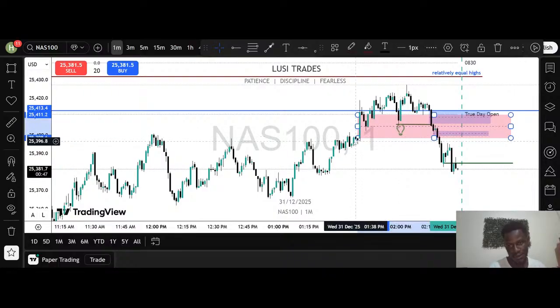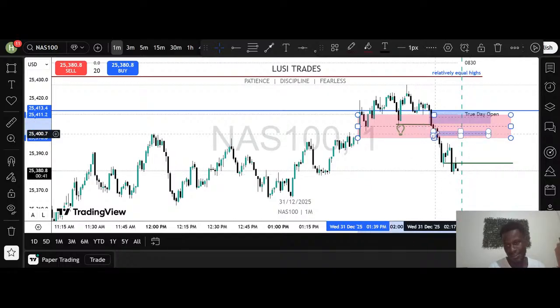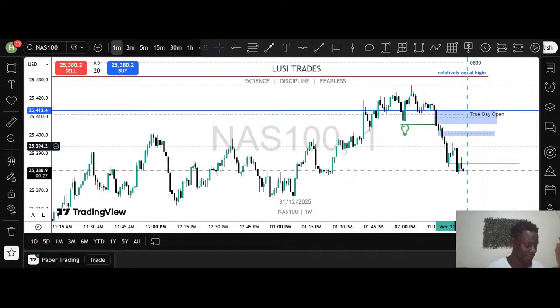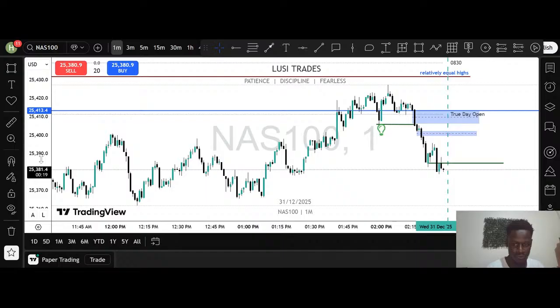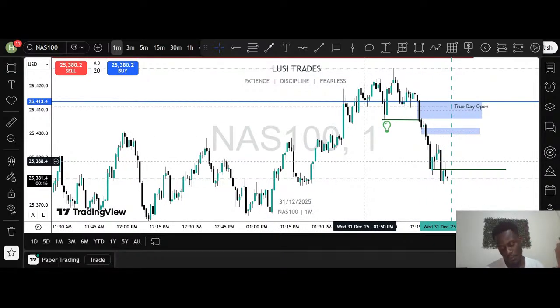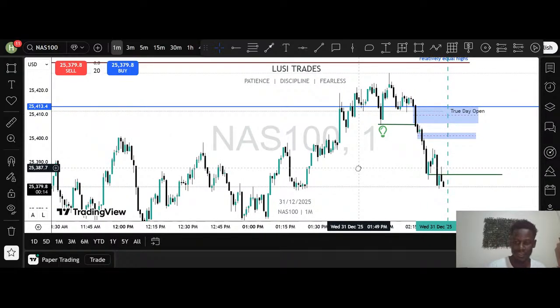There's an IFVG, and a level slightly near it. There's a fair value gap here. We don't want to see it trade back into this, but it might, or it might not. The market will do whatever it wants to do. The market is our boss. It's telling us to do something, and that's what we do. If it tells us not to do something, then we don't do that.